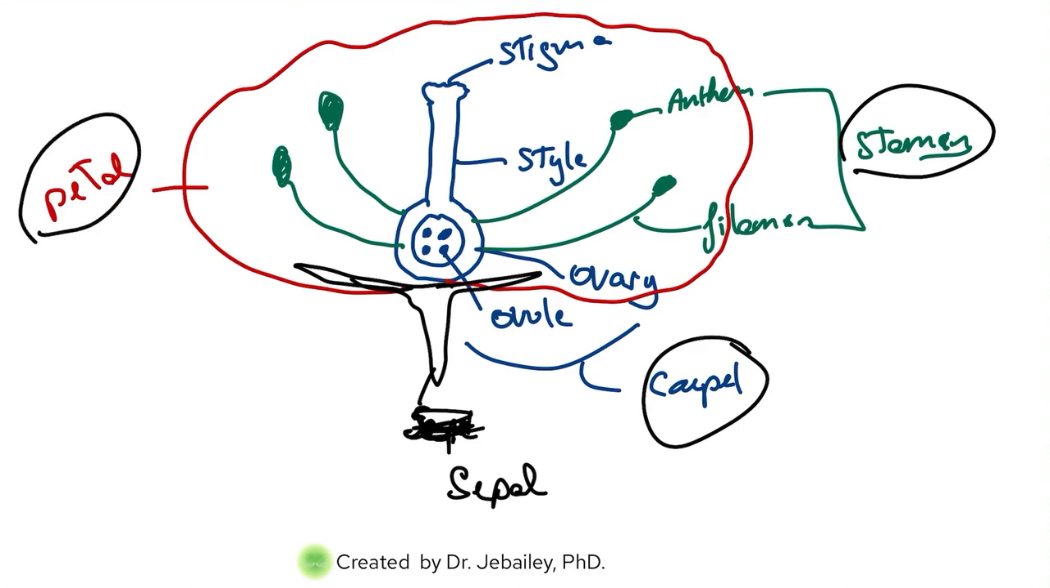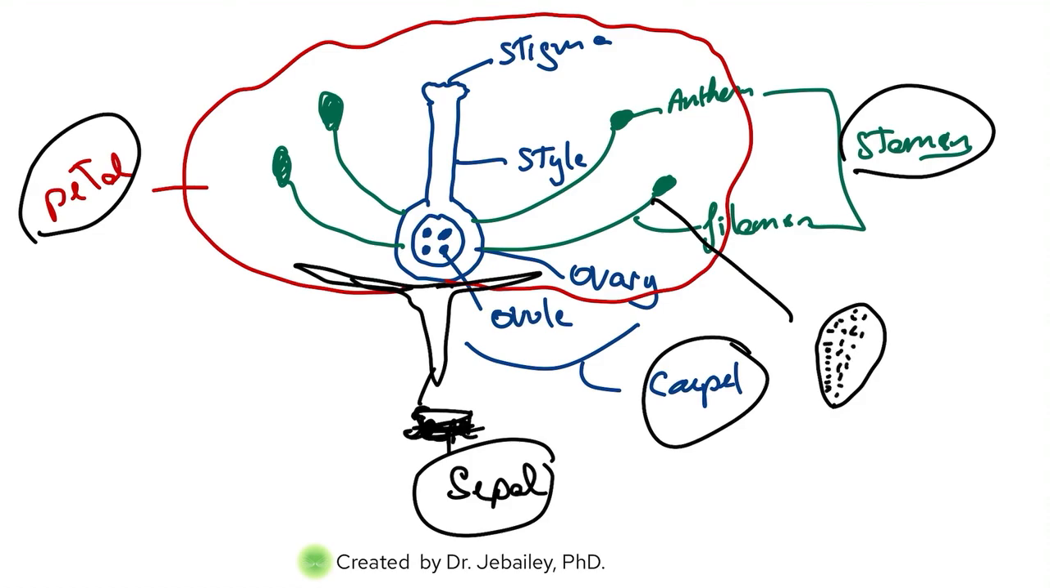Now the petal and the sepal, remember, are not part of the reproductive organs, but they do sometimes play a role. Now, when we focus more on the anther, if you look inside of it, the anther is made of a bunch of little pollen grains.